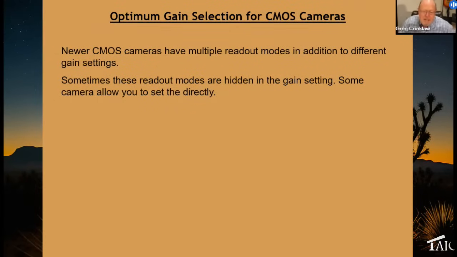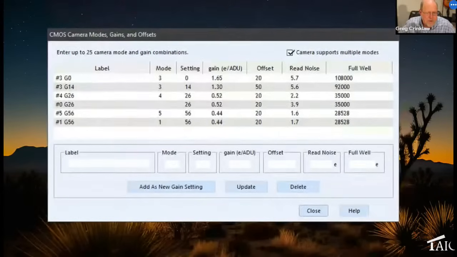But today, we have cameras that have adjustable read modes. And those modes can sometimes be folded into the gain. You don't even know it's using a different mode when you switch it to a different gain setting. Other times, it's something you can select. So what you get is a lot more complexity. And this is what it looks like in my software.